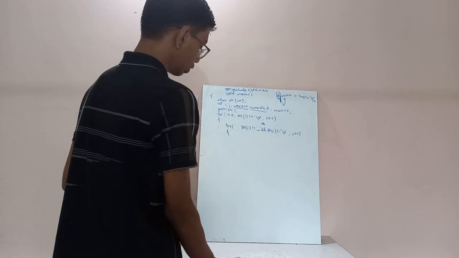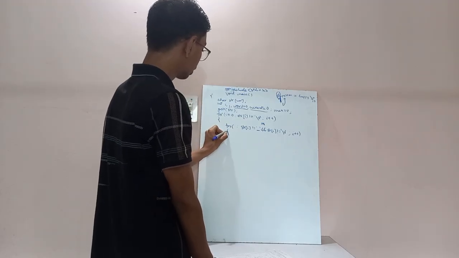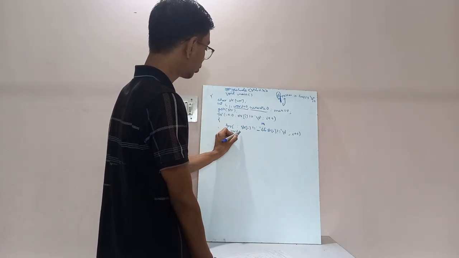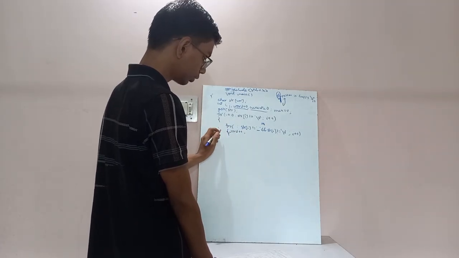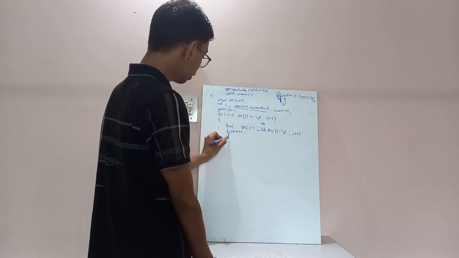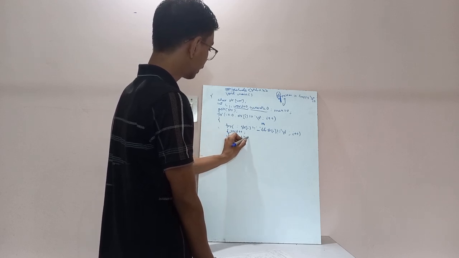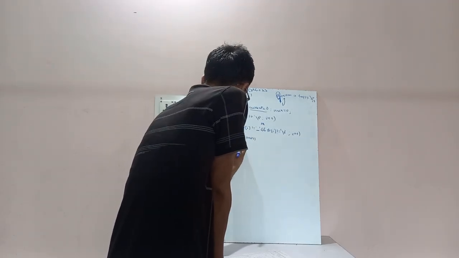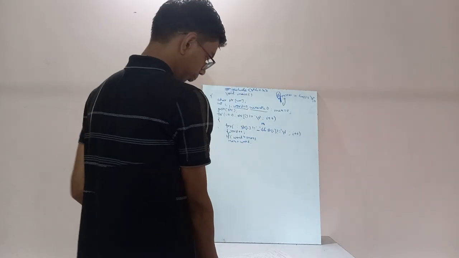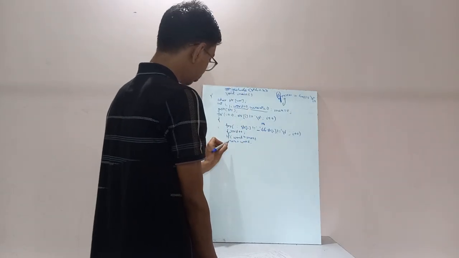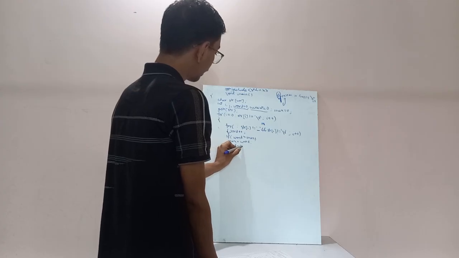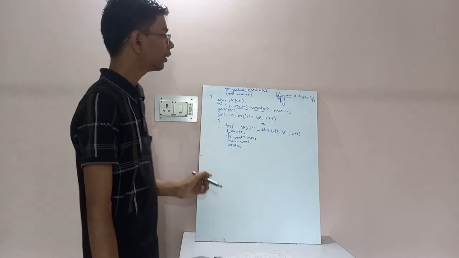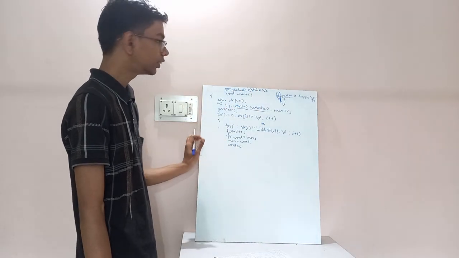Now, if there is only one statement, there is no need to write brackets, so I will simply count my words: word plus plus. If word is greater than max, then max will be equal to that word, and after that I will make word 0. Why did I do it? Because I have to go to another word and count again. So for that I have made it 0.